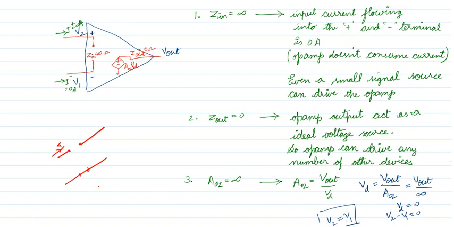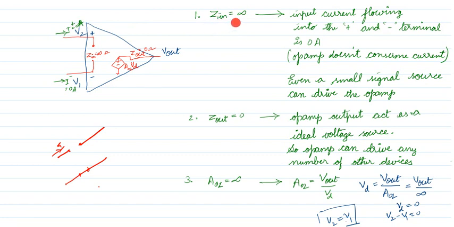Now we will see the importance of each characteristic. First characteristic, I said that Zin equal to infinite. What does this mean? Understand the difference between impedance and resistance. Resistance is given only by the resistor. Impedance is offered by resistor, inductor, and capacitor. The inductor and capacitor are frequency dependent elements offering resistance. The resistance offered by the capacitor and inductor together is called impedance.